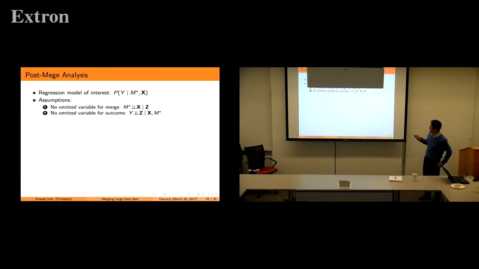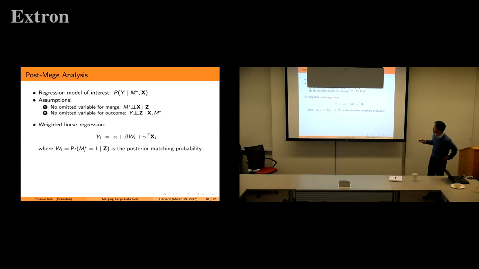You're doing a good job doing the merge. And there's no omitted variable for the outcome. So once we condition on these two things, the variables that you used for merge and the outcome are uncorrelated. So there's no omitted variable. Once we make this assumption, all you have to do is the weighted linear regression, where it's actually not really weighted linear regression, but you can replace the M star, the true match that you don't know, with the probability of match.